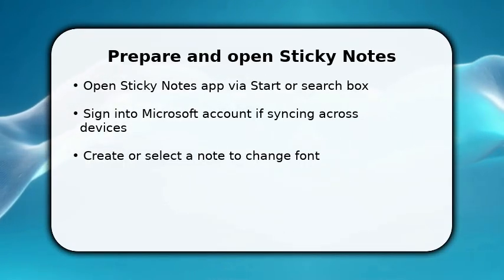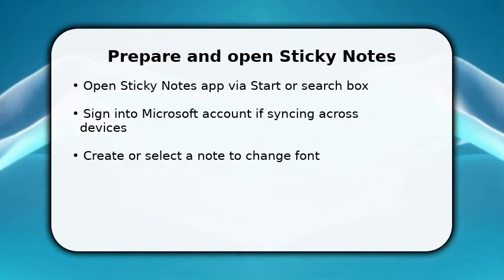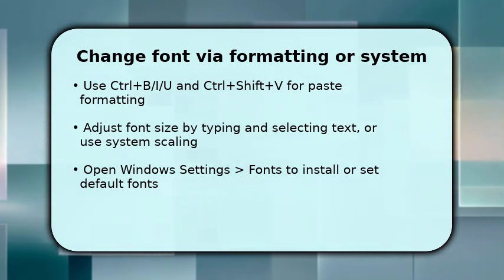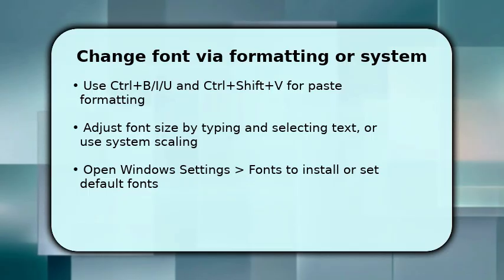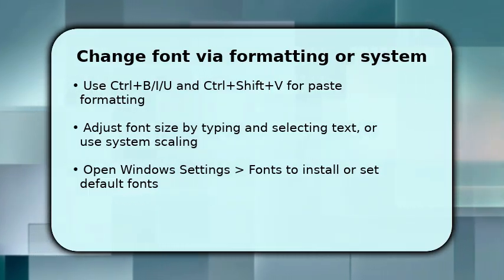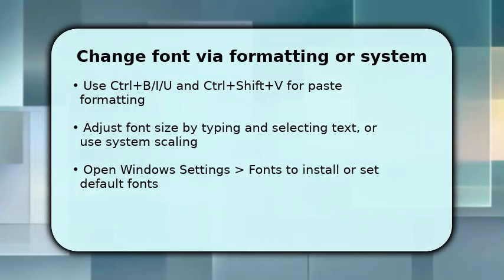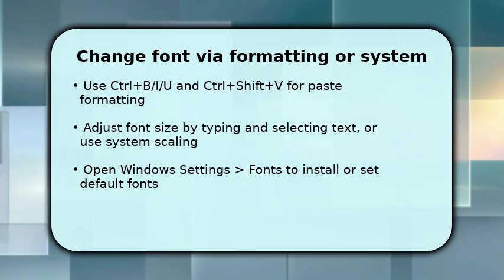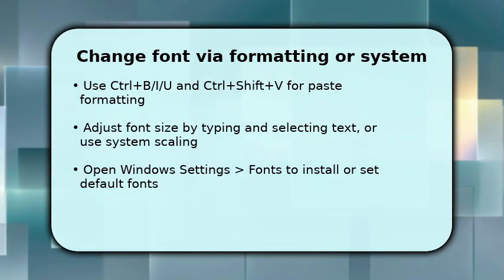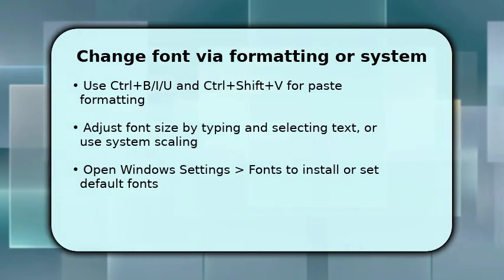Now that your note is active, make sure the cursor is in the note where you want the new font to apply. You can change how text looks by using simple formatting keys like Ctrl+B for bold. This alters perception of font weight. If you need a different font family, copy text from Word with the desired font and paste using Ctrl+Shift+V to preserve formatting when supported. Once done, you can also change system-wide font settings or scaling in Windows settings fonts, so Sticky Notes inherits a different base font.